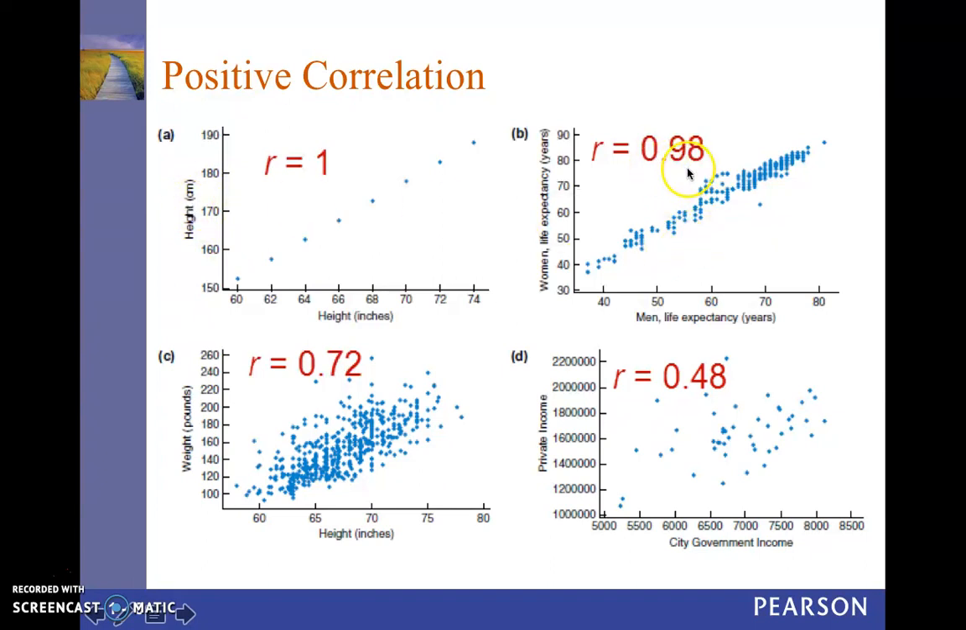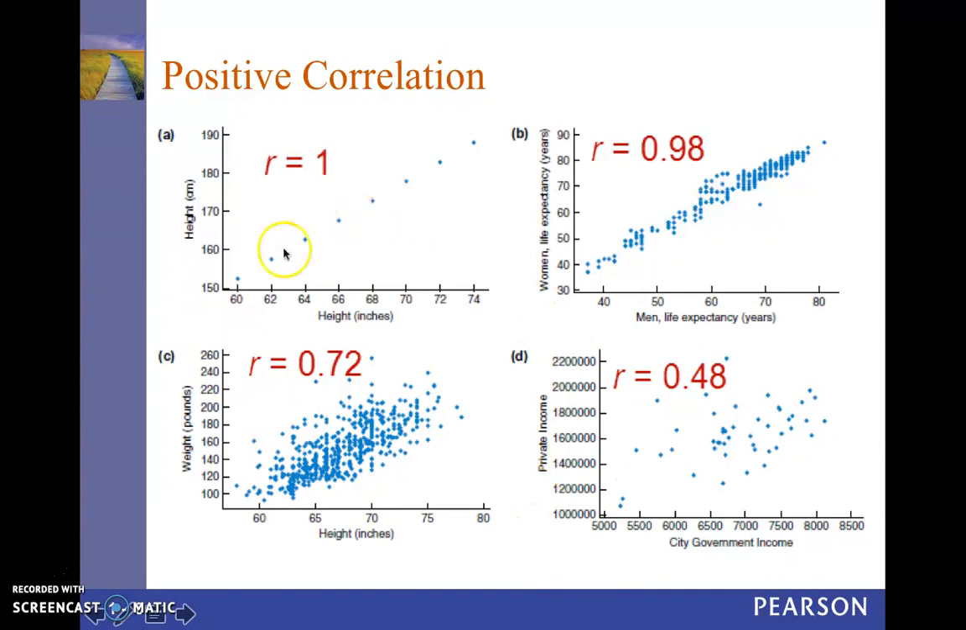Okay, this is a correlation that's less than perfect. It's pretty high, so that would indicate a very strong linear relationship between the life expectancy of men in years and the life expectancy of women in years. Okay, as we go down to something like height and weight, they tend to be correlated. Once again, that's a pretty high correlation. And then finally we come to something like the city government income by the amount of private income of its citizens.